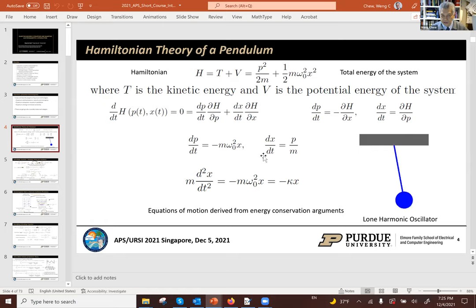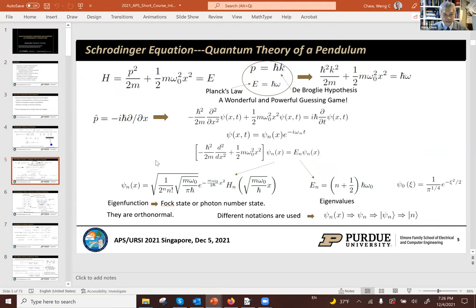The dP/dt is equal to that, and the dx/dt is P over M. The second equation is just that the dx/dt is the momentum, okay? And of course, you can combine the two equations and obtain this equation of motion for the pendulum. And this equation of motion can also be obtained using Newton's law, but we have obtained it purely from the energy conservation viewpoint. Why Hamiltonian theory is important is because that was what inspired Schrodinger, that came up with the Schrodinger wave equation.